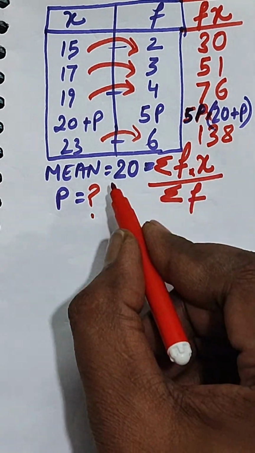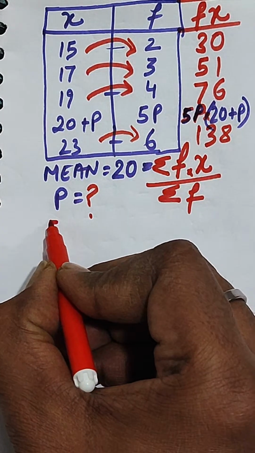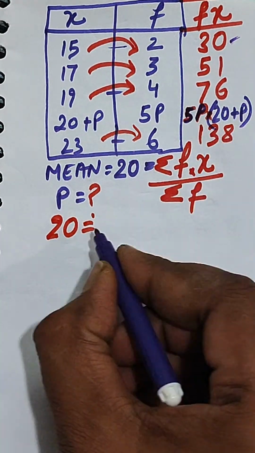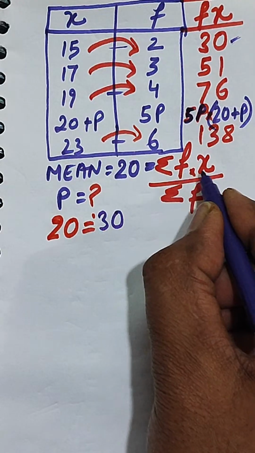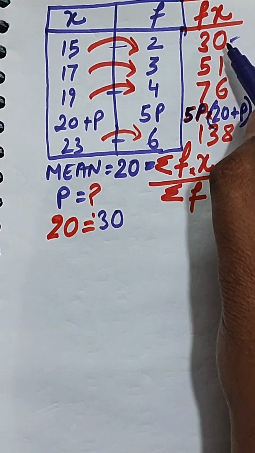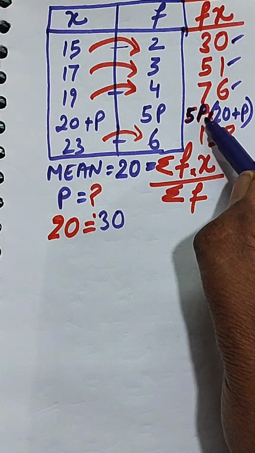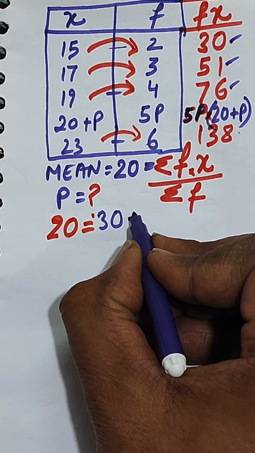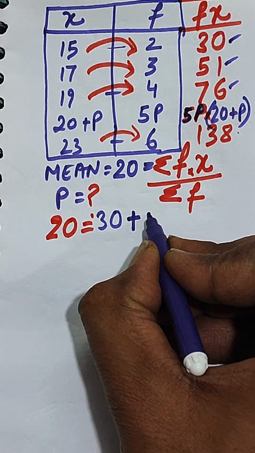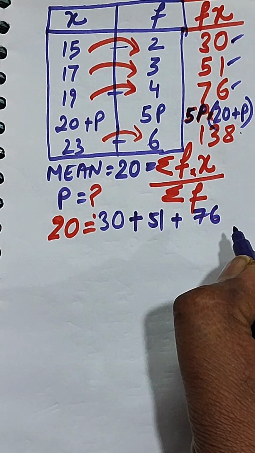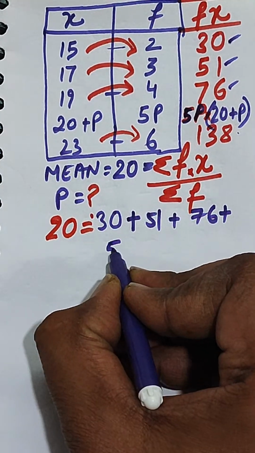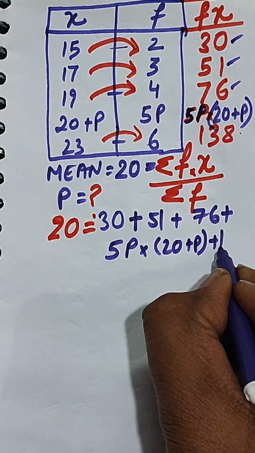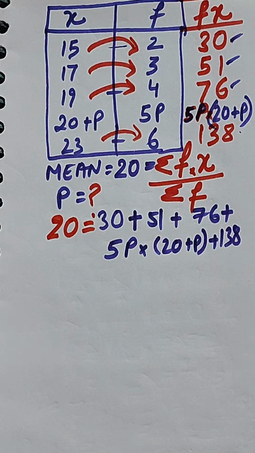Okay. So when you put the formula over here, the mean 20 is equal to the summation of f into x. That means 30 plus 51 plus 76 plus 5P into 20 plus P plus 138. Right? So I'm just writing the data over here.